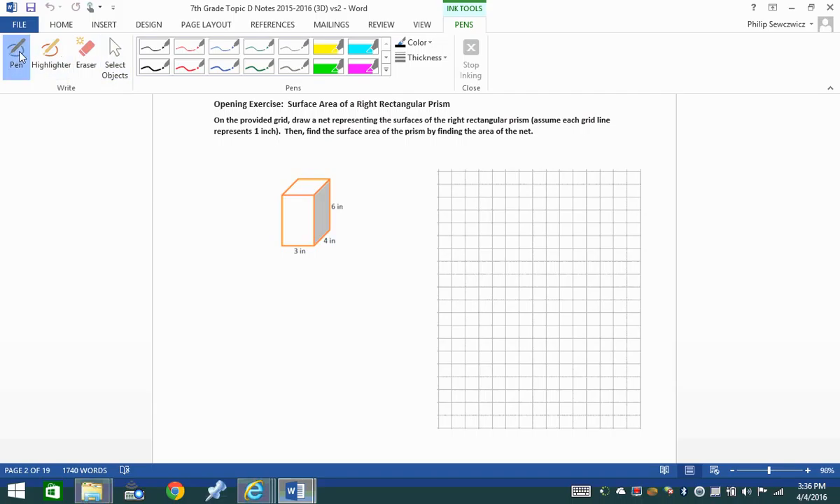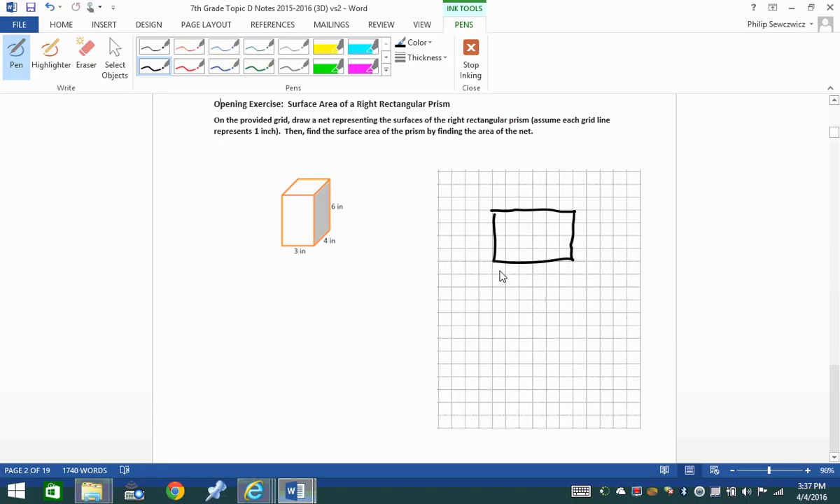So if we look at what we've got here, one of our rectangles is going to be a 6 by 4. So if we draw that out, 1, 2, 3, 4, 5, 6, and then by 4. All right, 1, 2, 3, and 4. Then we've got another rectangle that's going to be 6 by 3 right next to it. So 1, 2, 3, and all the way across.